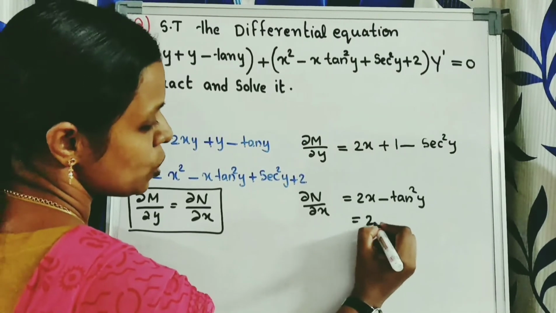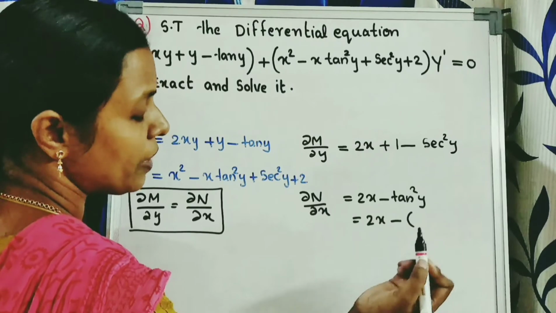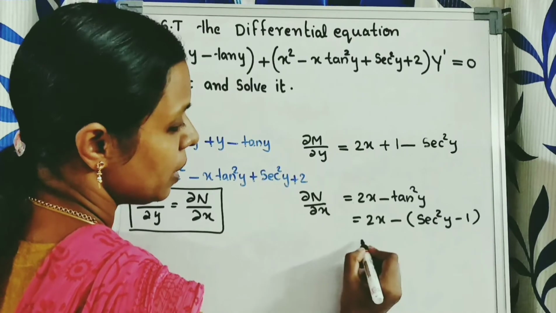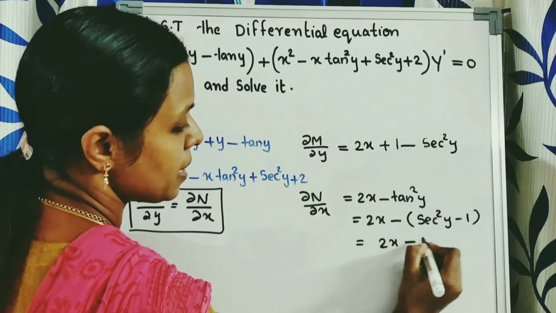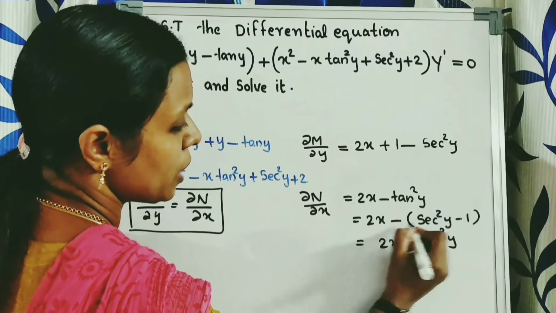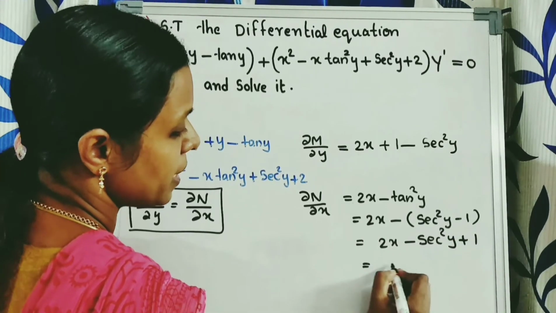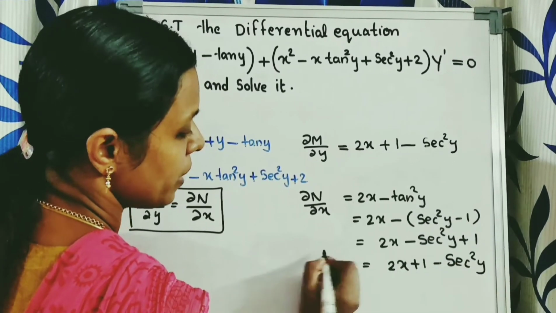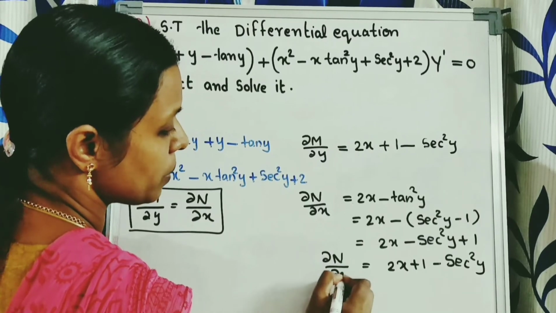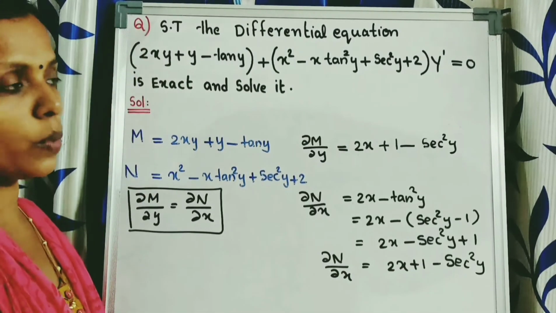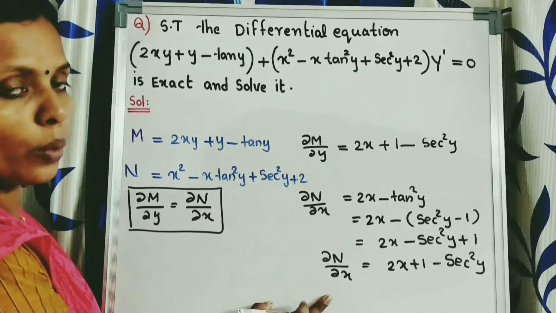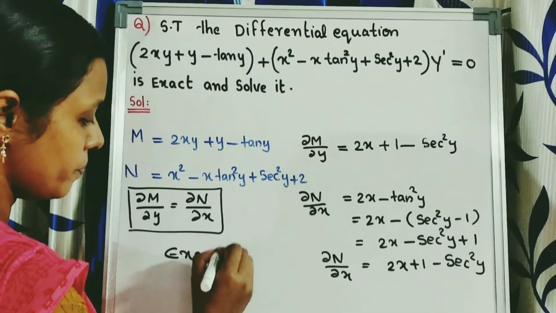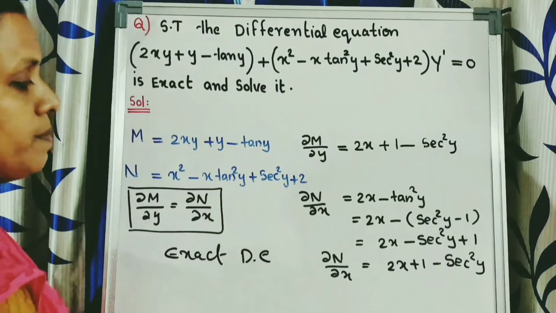We can write it as 2x minus tan square y. Now we can write tan square y as sec square y minus 1. That can be written as 2x minus sec square y, negative of negative plus 1. That is, we get 2x plus 1 minus sec square y. Now we get dou N by dou x is equal to 2x plus 1 minus sec square y. Here dou M by dou y is equal to dou N by dou x. Therefore, the given differential equation is exact.